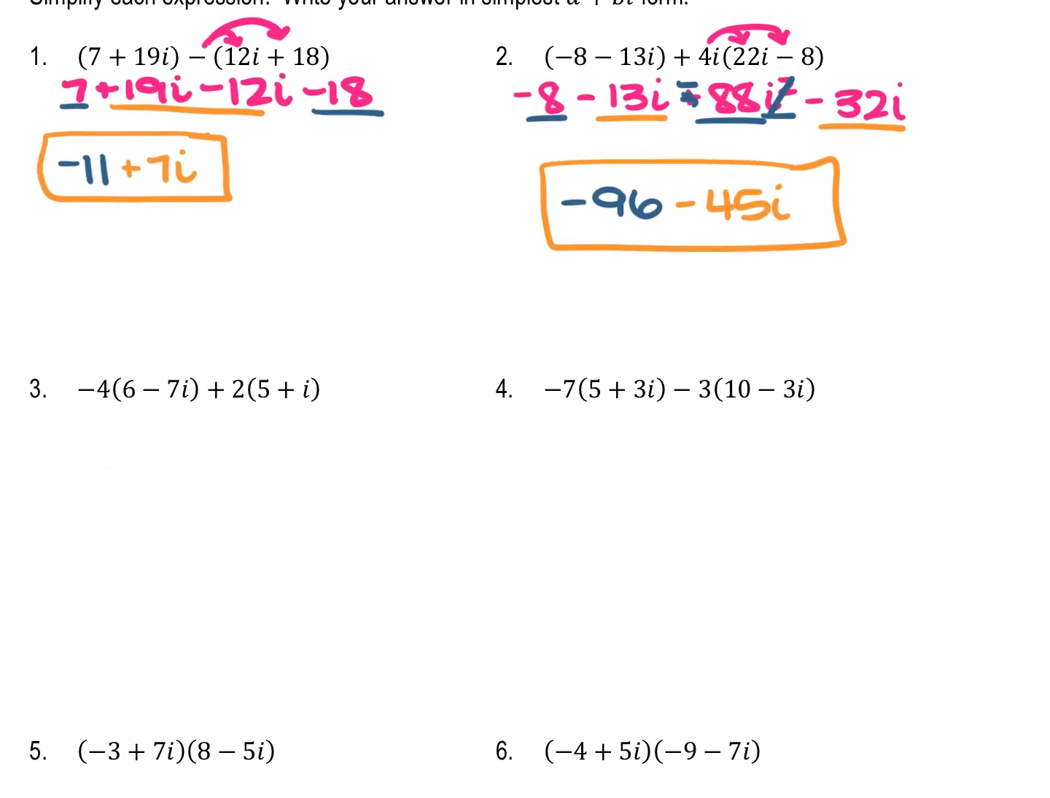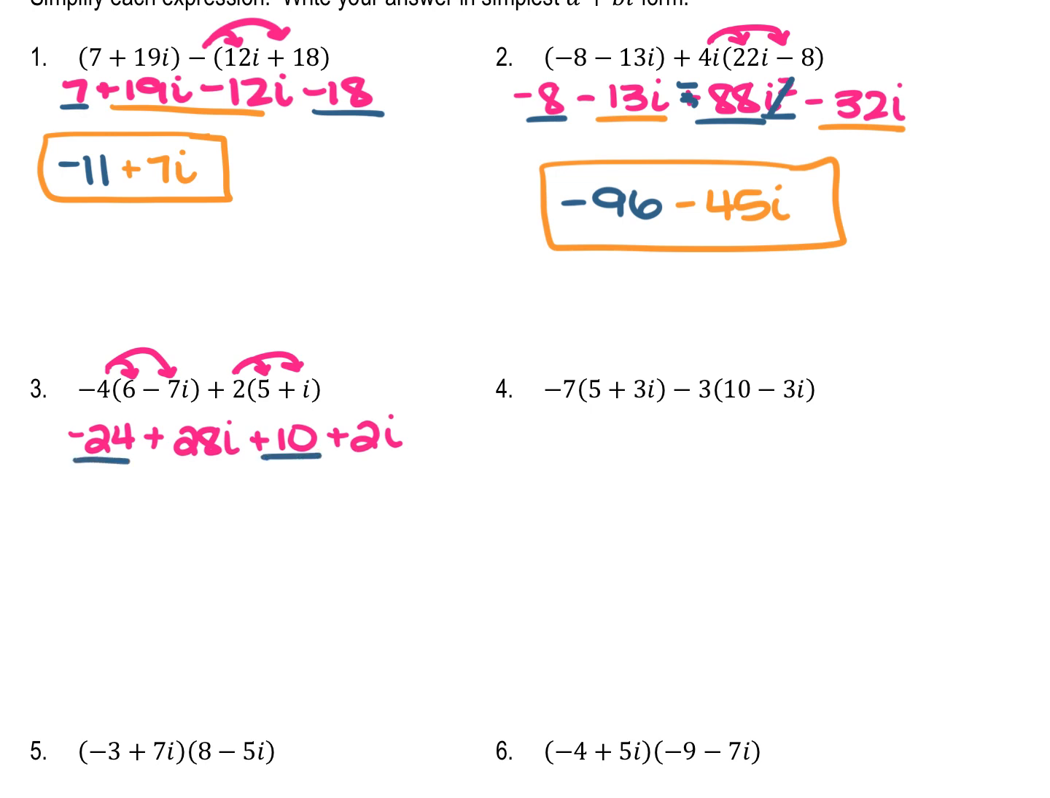For number 3, you have negative 4 times 6 minus 7i plus 2 times 5 plus i. We're going to distribute that negative 4 into the first set of parentheses and that 2 into the second set of parentheses. So it's going to give us negative 24 plus 28i plus 10 plus 2i. Your real parts are the negative 24 and the positive 10, which leave you with negative 14. Your imaginary parts are the 28i plus 2i, which leaves you with 30i.